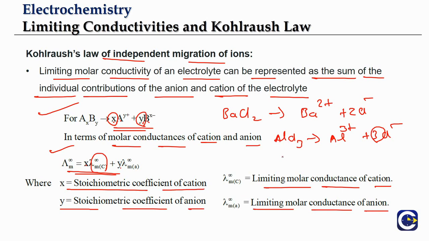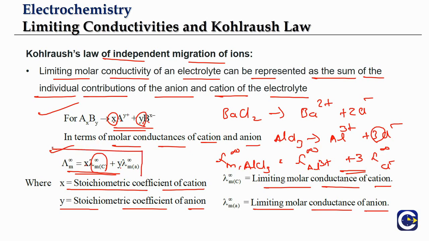Like in this case, if you look at AlCl3, what is going to happen? The limiting molar conductivity of AlCl3 is going to be the limiting molar conductivity of aluminum ions plus 3 times the limiting molar conductivity of chloride ions, because we will get 1 aluminum ion. How many chloride ions are coming? 3 chloride ions are coming. So this is how we are going to get the limiting molar conductivity as per the Kohlrausch law.